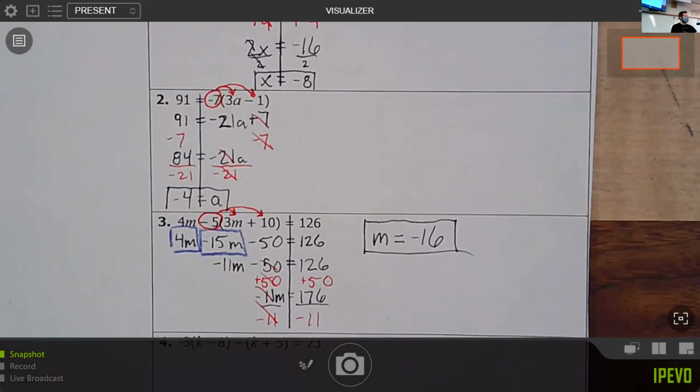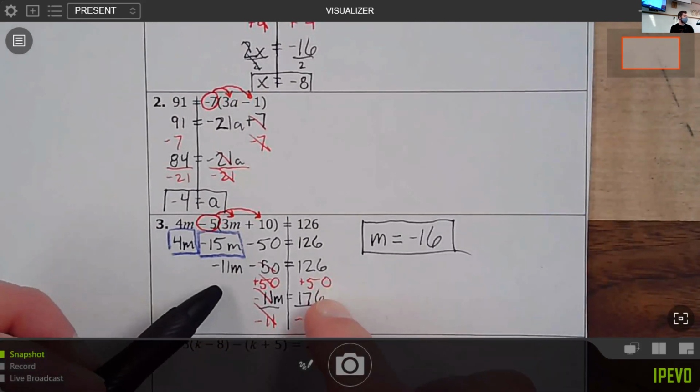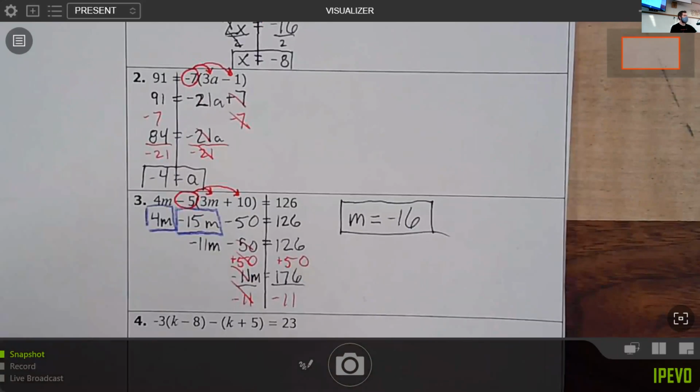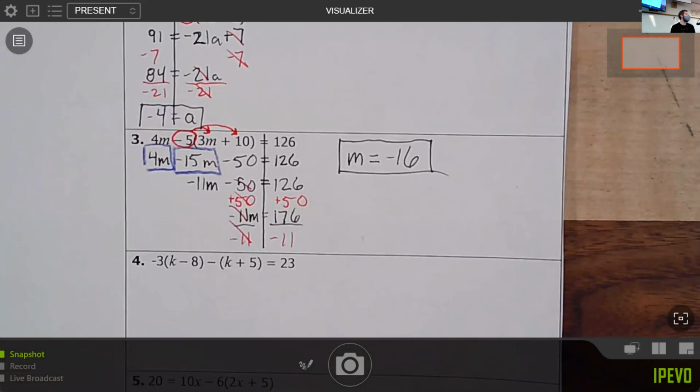So distribute, combine like terms. Once you've done those things, we end up with a 2-step equation, which should look just like the ones that we did on our test and last week and on the review and everything like that. Problem number 4. Do you see parentheses? Yeah? In more than one place, right? Okay. So for this first set of parentheses, what am I distributing?